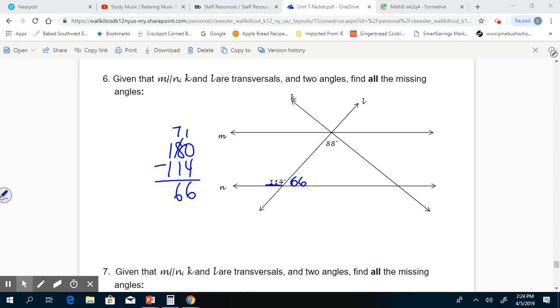And then we have enough to find the third angle in the triangle. So 88 and 66 gives us 154. And then subtracting from 180, we get 26. So this third angle is 26 degrees. Then from there, if we know that that angle is 26, we can find this exterior angle by subtracting that from 180.